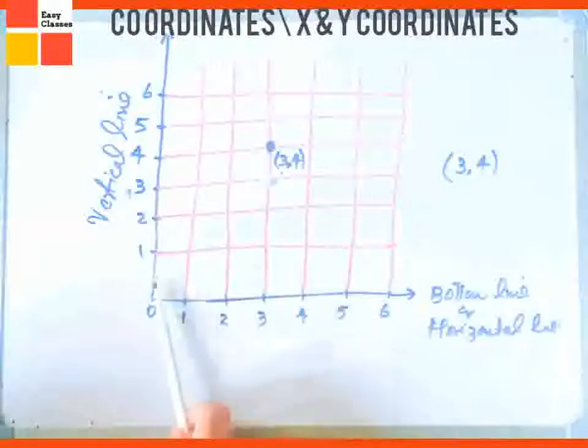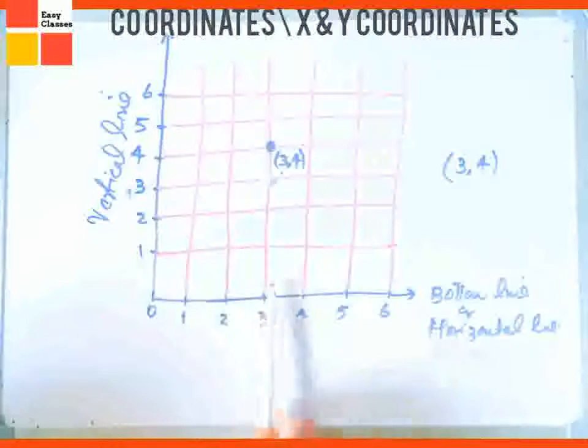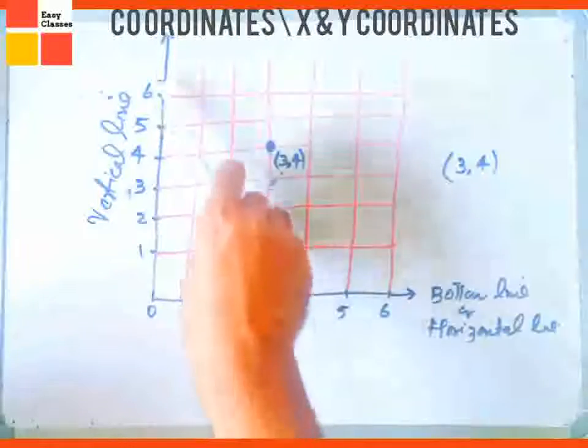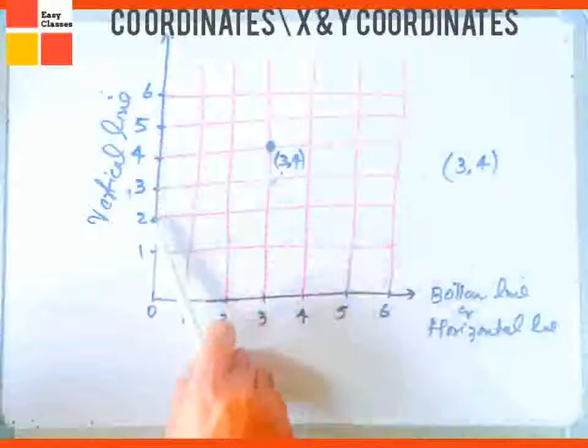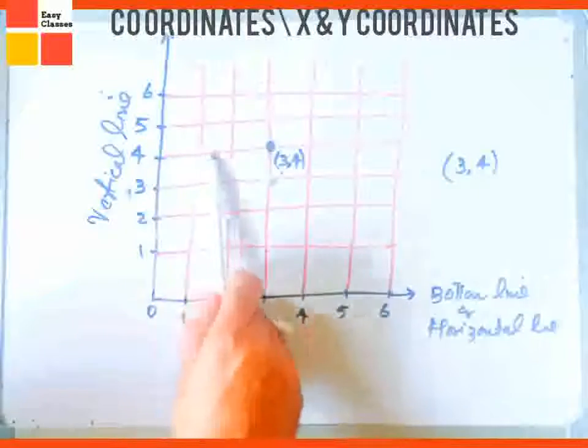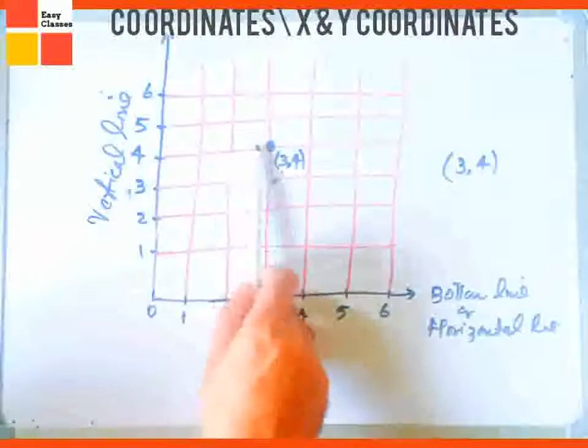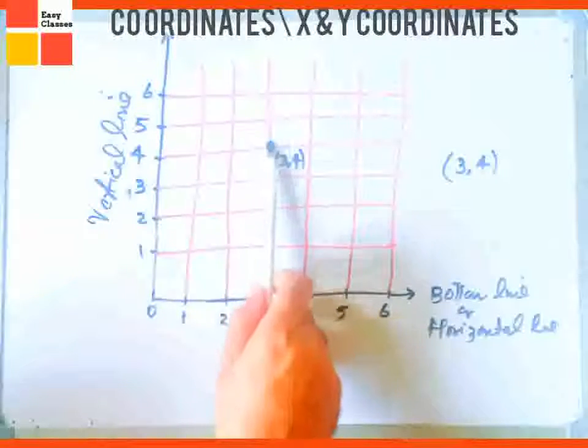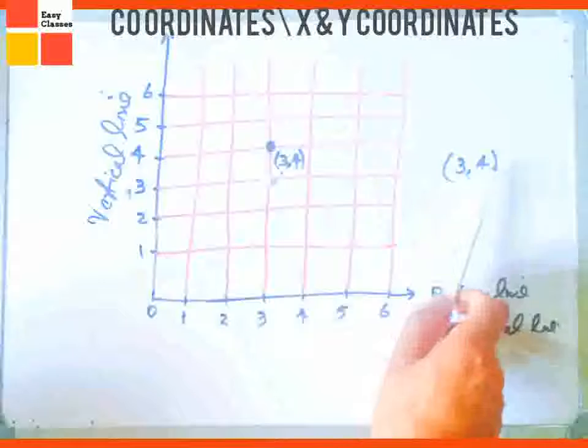See, 1, 2, 3. And on this coordinate, it lies on the unit 4. So that's why its position is said to be 3, 4.